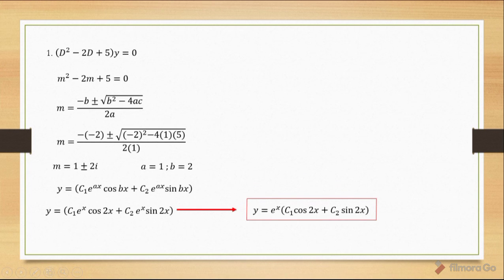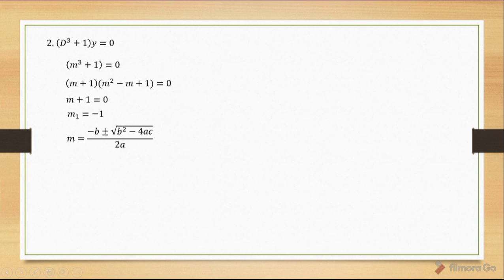We need to write the answer in the form of y is equal to c sub 1 e raised to ax cosine bx plus c sub 2 times e raised to ax sine bx. So, by substituting the values of a and b, we get y is equal to c sub 1 e raised to x cosine 2x plus c sub 2 e raised to x times sine 2x. We can factor out the e raised to x. We get y is equal to e raised to x times the quantity c sub 1 cosine 2x plus c sub 2 sine 2x.